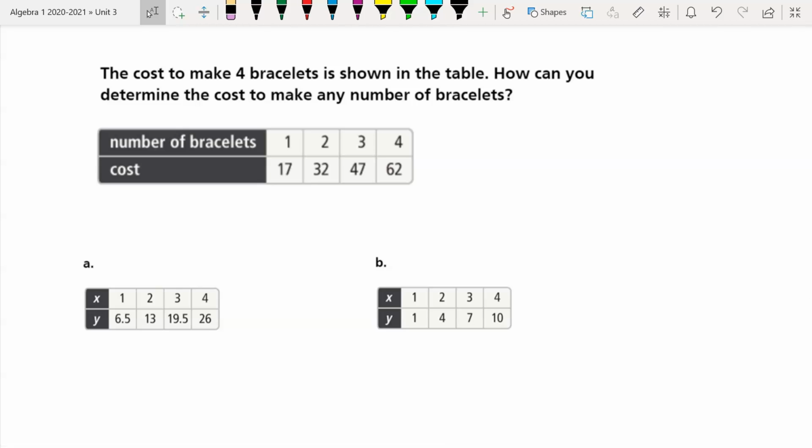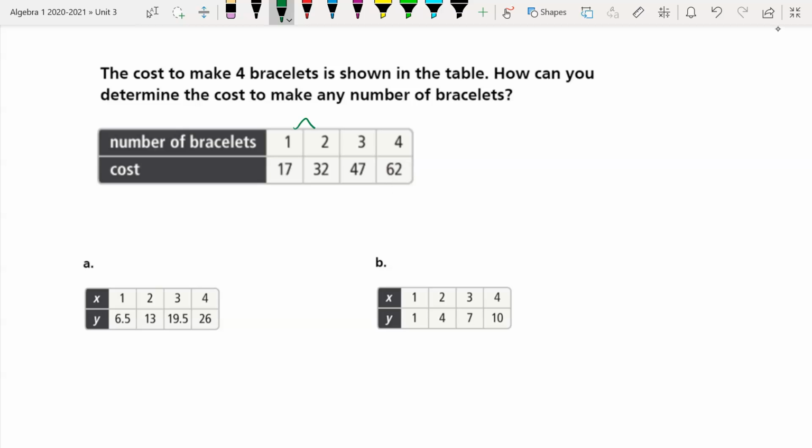The next thing is writing an equation. So the cost to make 4 bracelets is shown in the table. How can you determine the cost to make any number of bracelets? Well, if I said 5 or 6 or something like that, it's usually pretty easy because you can find the pattern. And when we talk about patterns, we're talking about change in x and change in y.